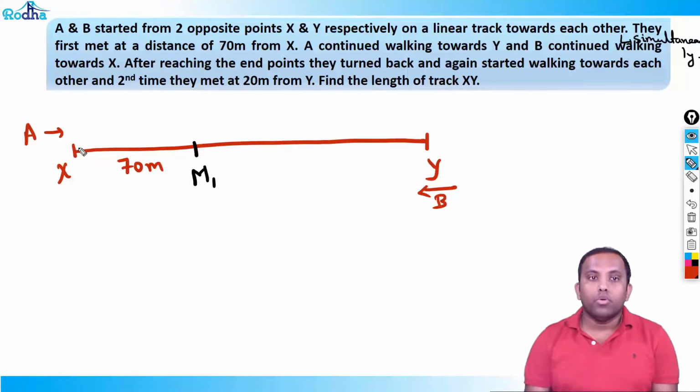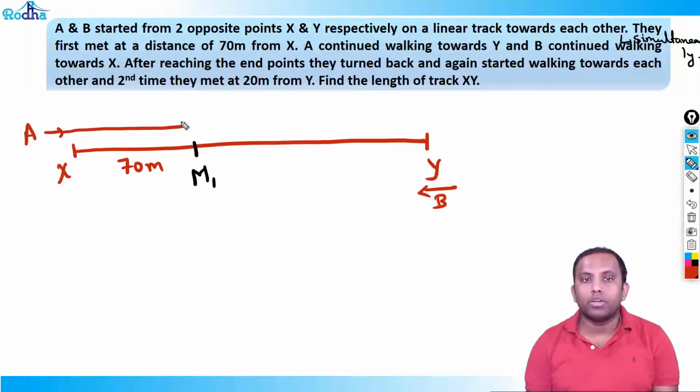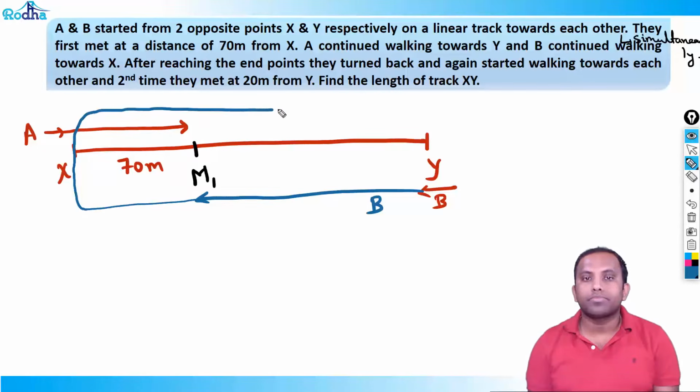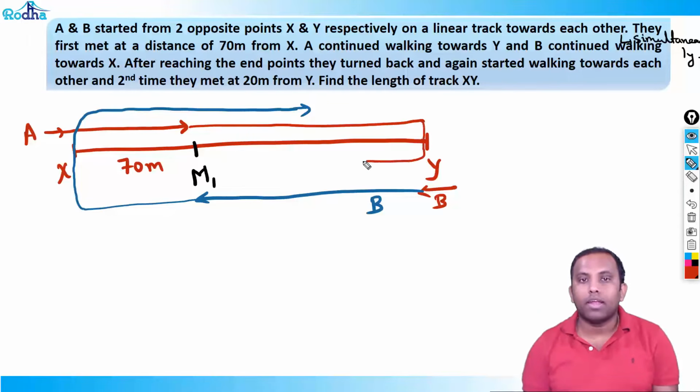So A has traveled 70 meters, and B has traveled some distance that we don't know. Let's draw the path of A from here to here, and the path of B in blue. Now B will continue, reach x, and come back, and A also reaches y and comes back. Let's say this is the second meeting point M2.